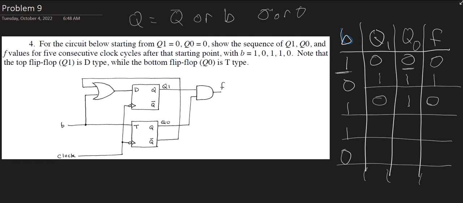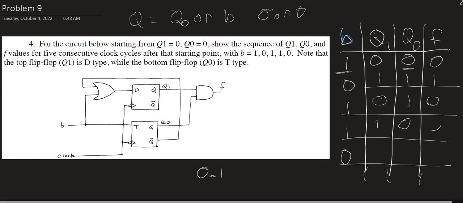Okay, so Q1 is not Q0 or B. So not Q0 is 0, or B on the row before was 1, so 0 or 1, that is 1. Q0 on the row before, B was 1, it's a T flip-flop, so that toggles, so that's 0, and the AND of 1 and 0 is 0.